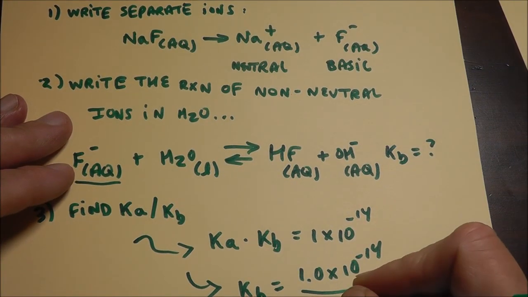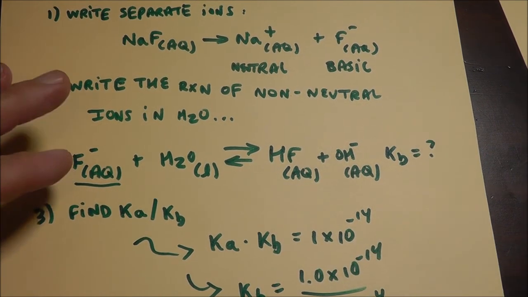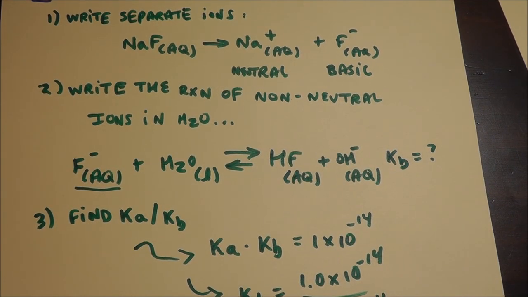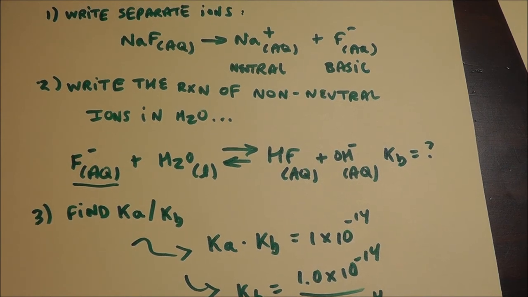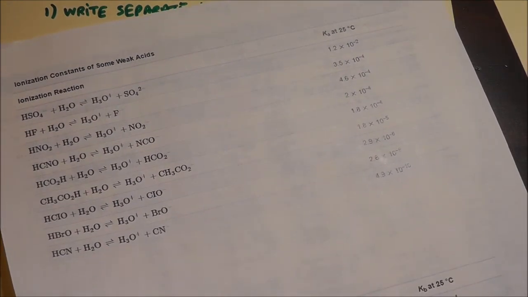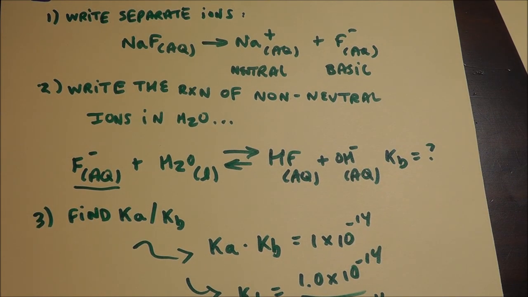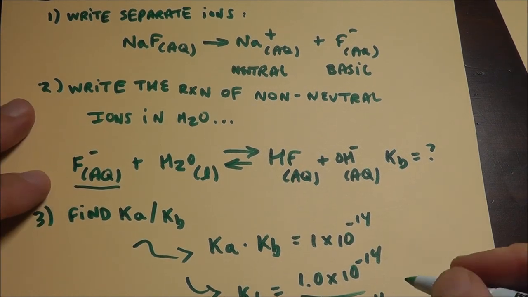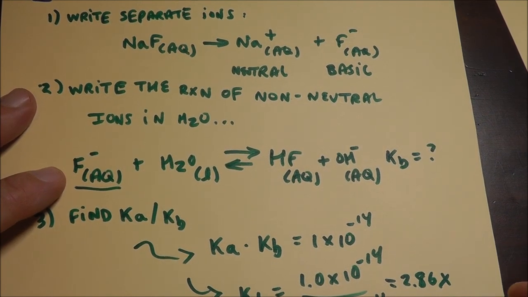Now, hydrofluoric acid is pretty potent stuff for a weak acid. So that relatively big Ka is going to make fluoride ion kind of a wuss when it comes to its strength. But it's still something. When we get done, this ain't going to have a pH of 7. It ain't neutral. So here we go. 1.0 times 10 to the minus 14 divided by 3.5 times 10 to the minus 4, and that is 2.86 times 10 to the minus 11.